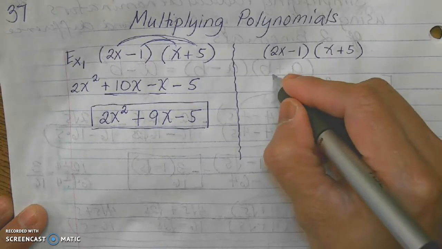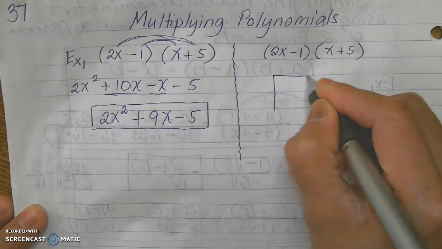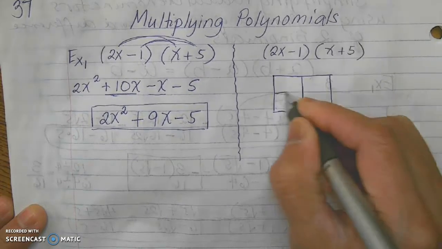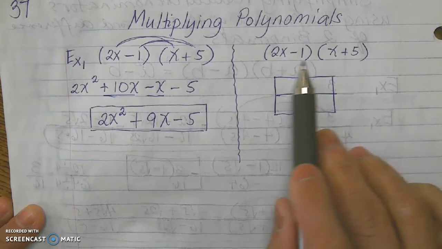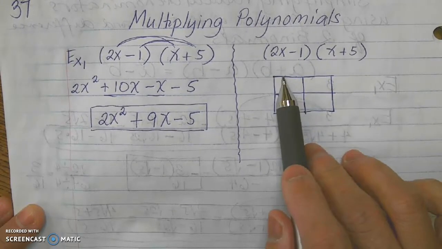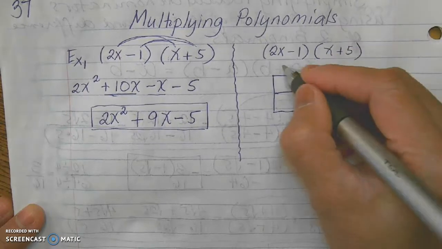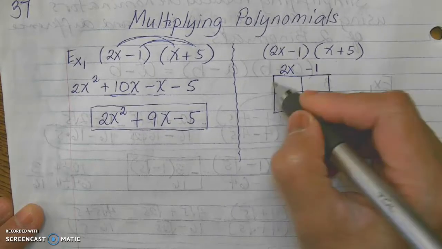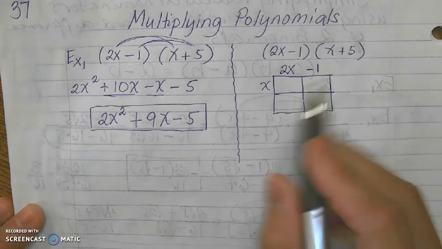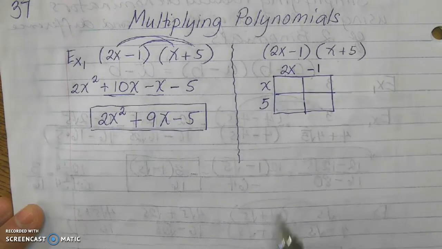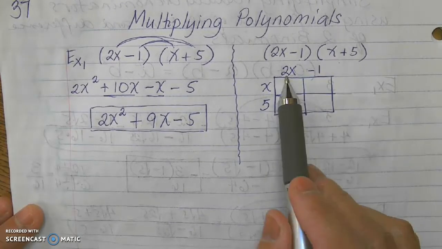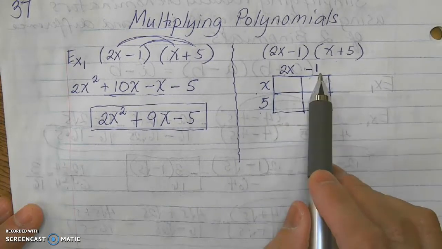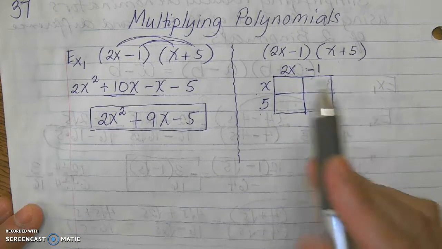So how does the box method work? I'm going to distribute this to here on top. So I'm going to have 2x here and then negative 1 on this side. And this one is positive x. And this is positive 5. Now, the position doesn't matter. I can have my 2x here and my negative 1 here and my x and 5 on this side. But this will work too.